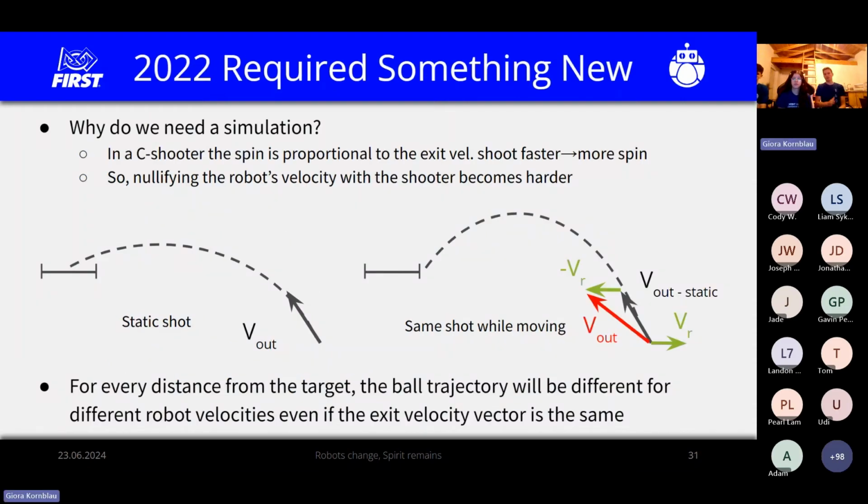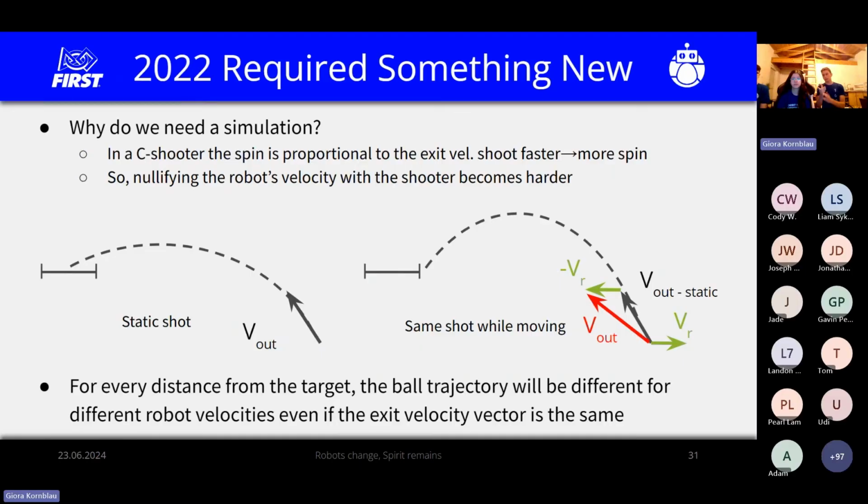So why did we need a simulation? As I said before, in the static case, it's pretty much the same: you take a few distances, you find the shooting parameters, and then you interpolate. So why did we need it? Well, when you use spin, specifically the C shooter, the spin is proportional to the shooter velocity, not the exit velocity.